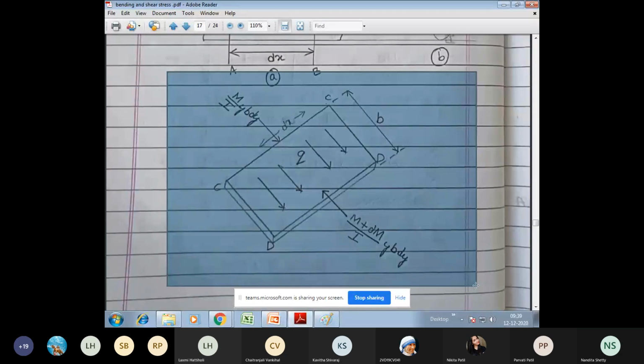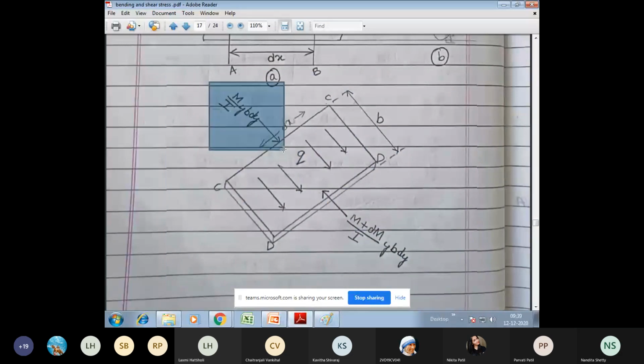Now, when I keep it in a horizontal way, you can clearly observe the direction of the force. The left side force which was generated is acting like this. Observe this, M by I, y b dy. This is how the force is acting. And the right side force is acting like this: M plus dM by I, y b dy. Now, both the forces are acting in opposite directions, right? And both are in the horizontal plane itself. As I have already stated, there is an unbalanced force generated between the left side and the right side, correct?